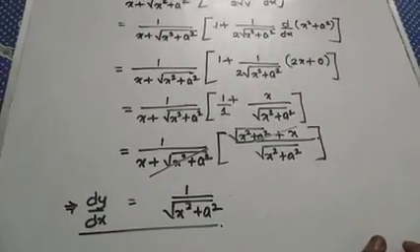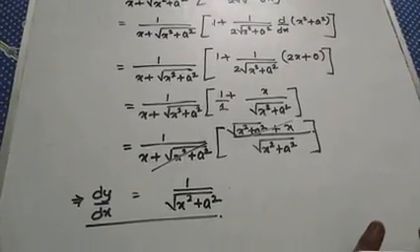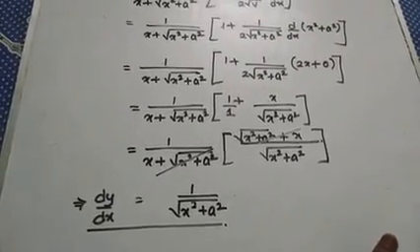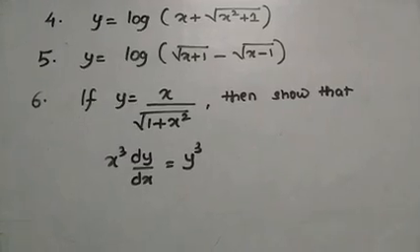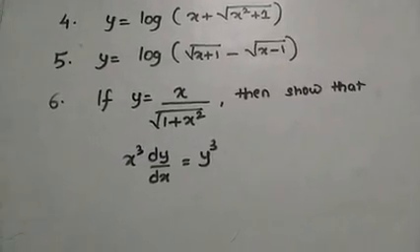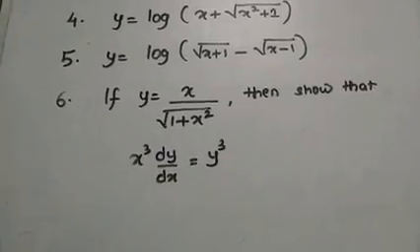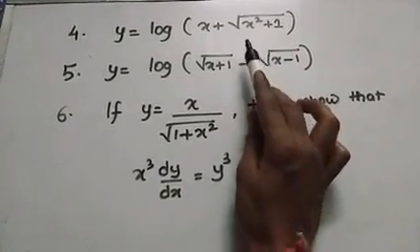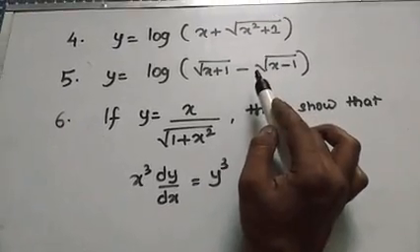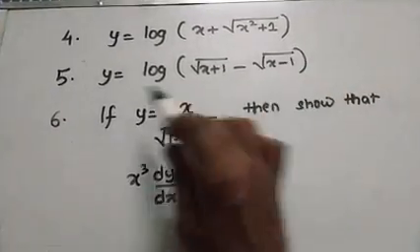Clear? So in the same way, there are 2 more questions. I'm giving that as homework for you. Just try those questions. So these 3 questions are homework for you. You will try these 3 questions. Question number 4 and question number 5 are similar to the previous question number 3. So you can try question number 4 and 5.